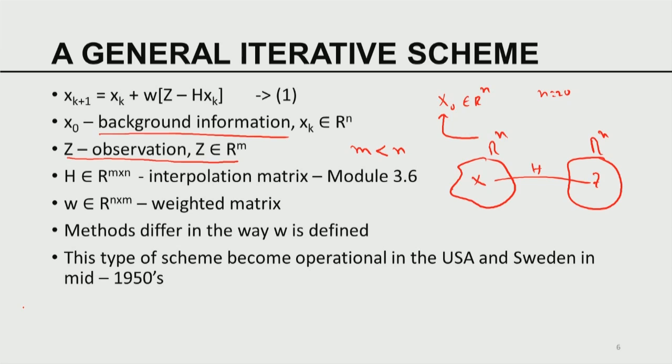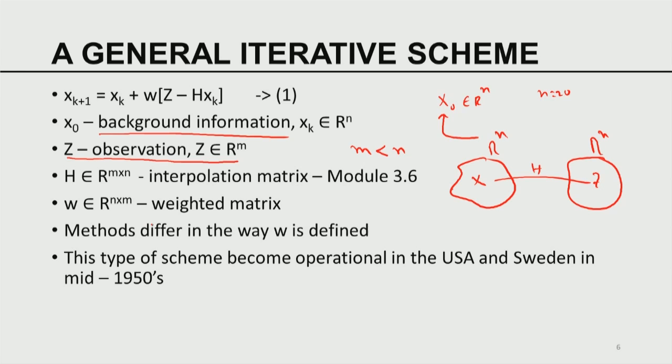If I were to have done Bayesian, I would simply combine X naught with Z using a Bayesian framework, and would have created a posterior and used the posterior as my new initial condition to run the model forward in time. But in those days, what did they do? They picked a weighting matrix. This weight matrix is the one that has a distance dependent weighting scheme.